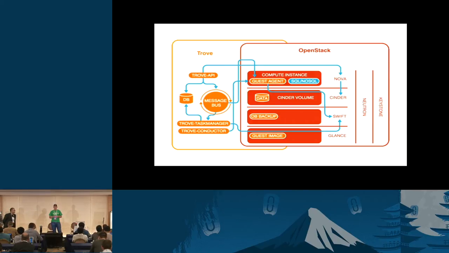Then we see the guest agent also goes down and points to Swift. Well, that's for the backup. So we call in from the Trove API, we say, hey, go create a backup, and then the guest agent can put that into the Swift container for the tenant as the backup. You had a question there, sir?